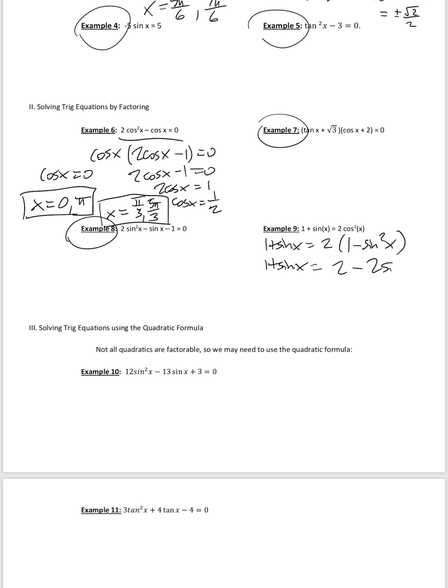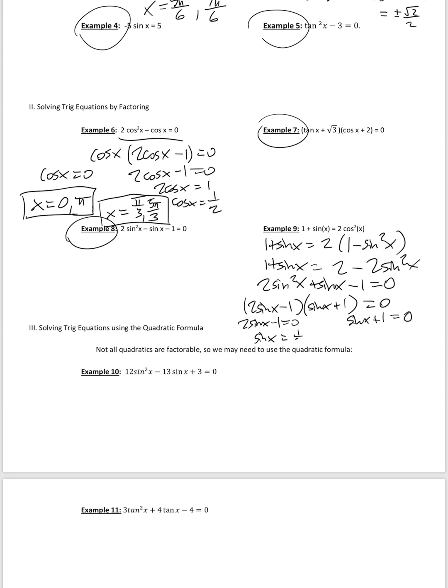I can move everything to one side and then factor. So add 2 sine squared of x to both sides, subtract 2 from both sides, and now I have something that I can factor. Again, you'll have to do factoring by grouping. This is a pretty easy one. Set each factor equal to 0. And then solve for the sine function.